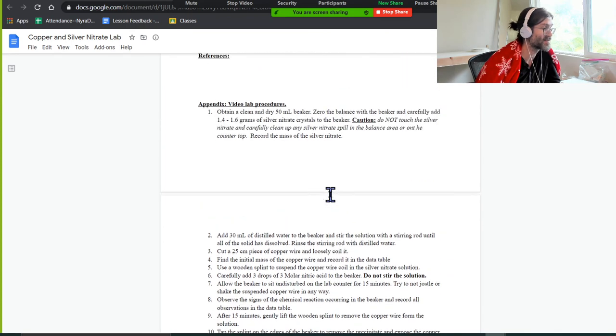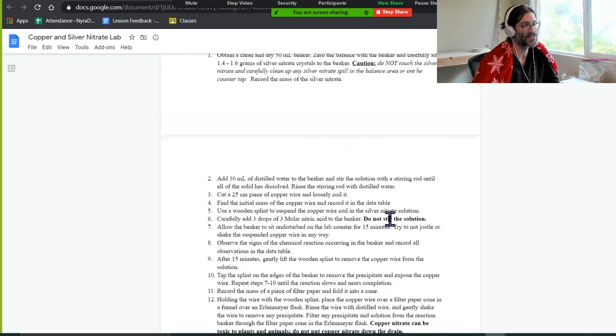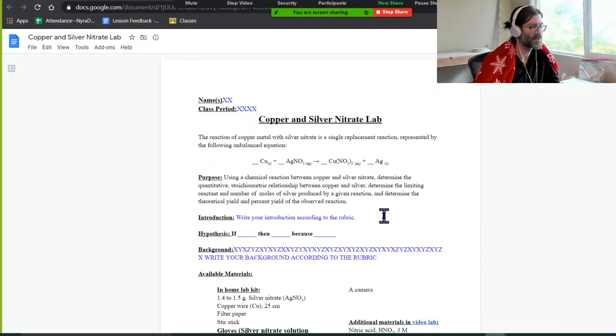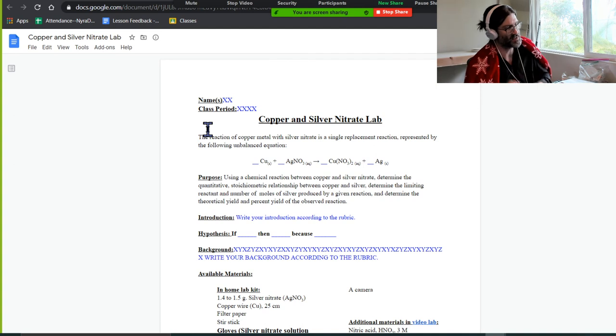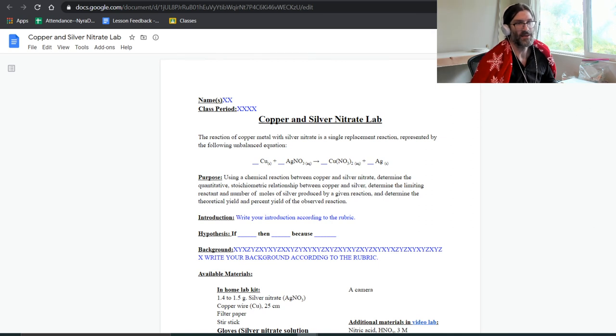All right, and then there's the video lab procedure in the appendix. Silver metal, you get silver. You get a little bit of silver out of this. It's valuable. I wouldn't just ditch it. It's up to you. Keep it, though it's kind of spiky anyway. So that's it. That's our story.